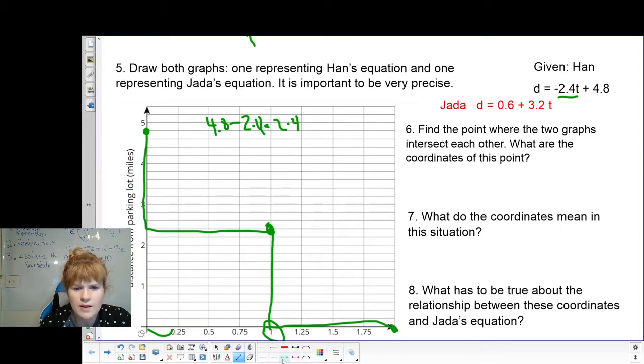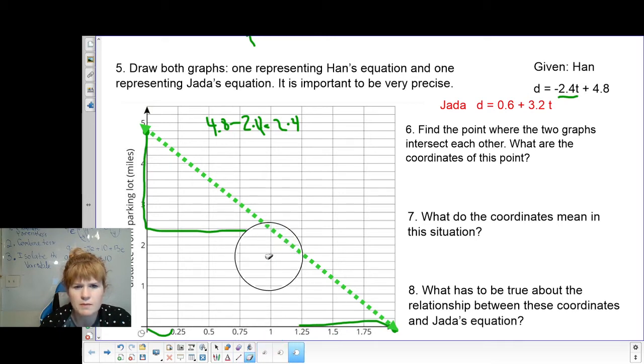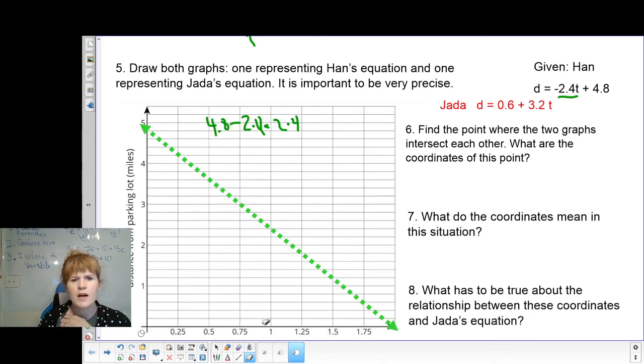Now I can draw the line for Hans' equation, and I must draw accurately. Use something straight when you draw it, please. Let me get rid of my slope triangles. Okay, so that's for Han. Now what about Jada?